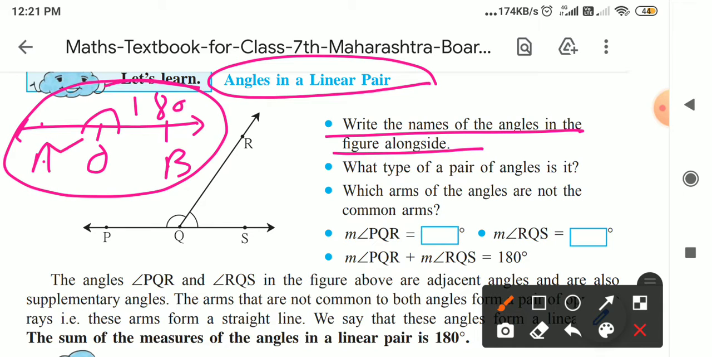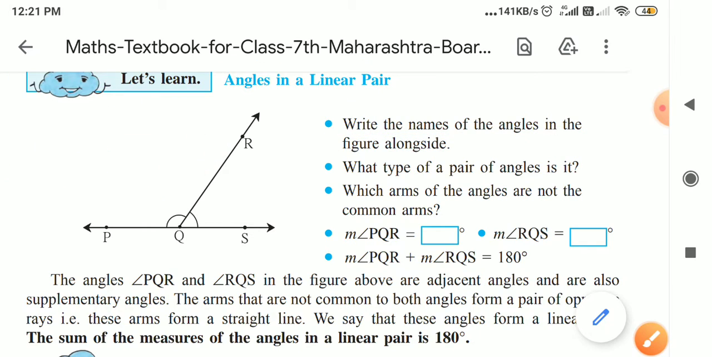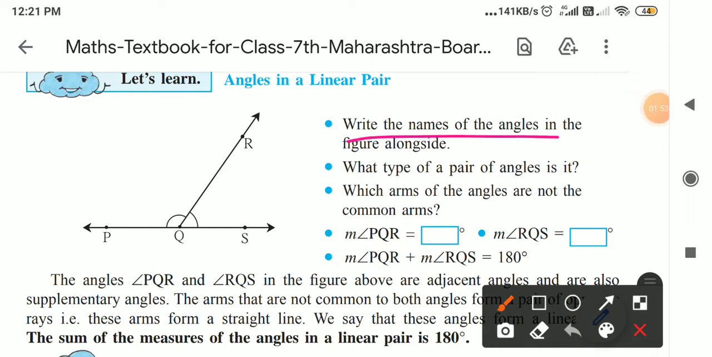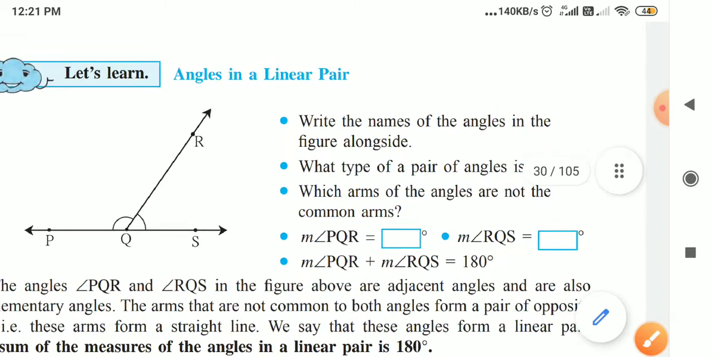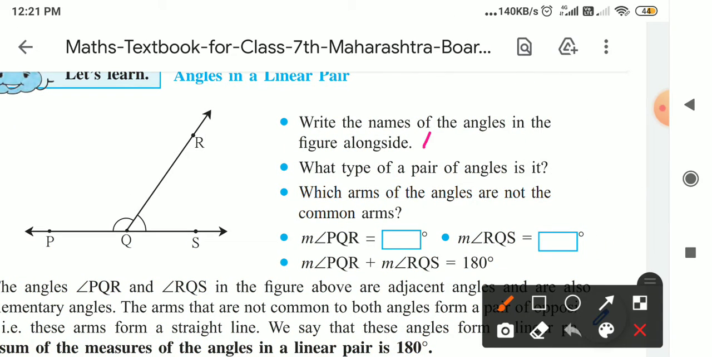Now this is related to this figure also. How, I will tell you now. First of all, we have to write the names of the angles in the figure alongside. So which angles are present here inside it? For this angle PQR, which angles are there? Angle PQR, and another angle is RQS. These two angles are present in this figure.